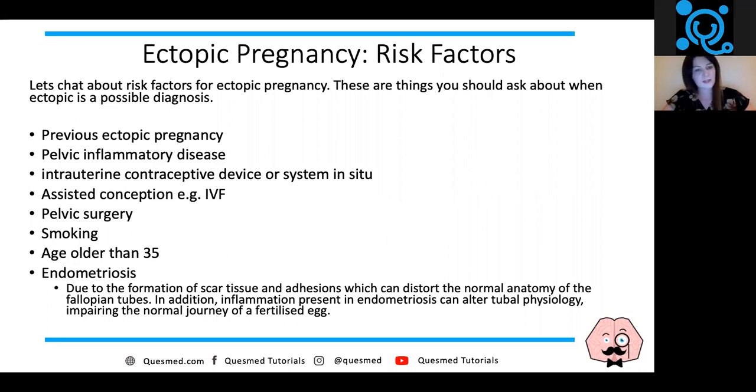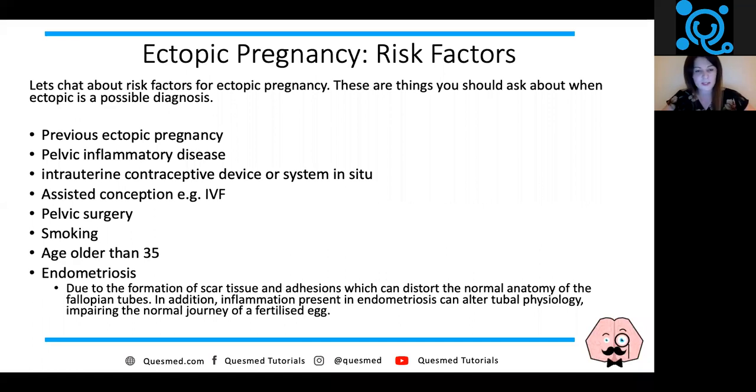So the top risk factor for ectopic pregnancy is having had a previous ectopic pregnancy. Other common risk factors are having had pelvic inflammatory disease, either currently or in the past. So it's important to ask about a history of STIs such as chlamydia or gonorrhea. Having an intrauterine contraceptive device or system in situ. This is a funny one because IUDs are over 99.9% effective at preventing pregnancy. But for that lucky 0.01% that managed to get pregnant with one, the pregnancy is more likely to be ectopic. Other risk factors are assisted conception, for example IVF, any sort of pelvic surgery, smoking, older age and endometriosis.